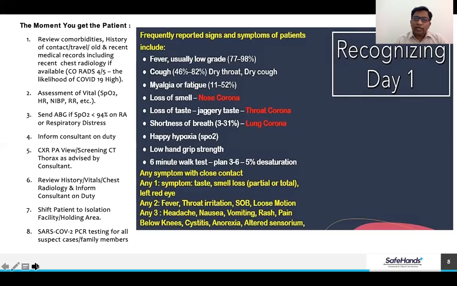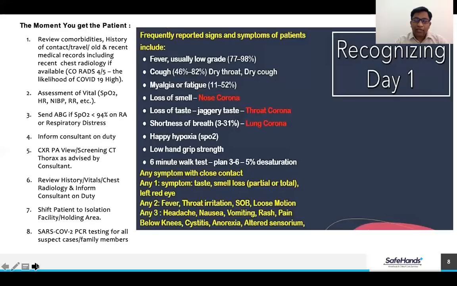Frequently reported signs and symptoms of the patients include fever, usually low grade: 77 to 98% of the COVID-positive population have fever. Cough in 46 to 82%, dry throat and dry cough will be there. Myalgia, fatigue will be seen in 11 to 52% of the population. Loss of smell, which is a nose corona. Loss of taste, a throat corona. Shortness of breath, 31 to 33%, lung corona.